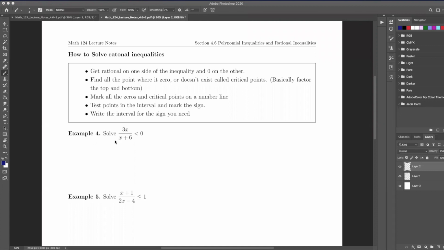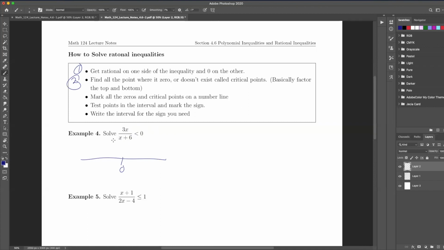All right, so let's start with this one. Here, I have 3x on the top and 6 plus x on the bottom. This is as factored as cleanly as I can get it, so I have my first step done: my rational is on one side. Step 2, find all my zeros, or the places where it doesn't exist, called critical points. So the zero from the top, from 3x, is 0. That's where this equals 0.